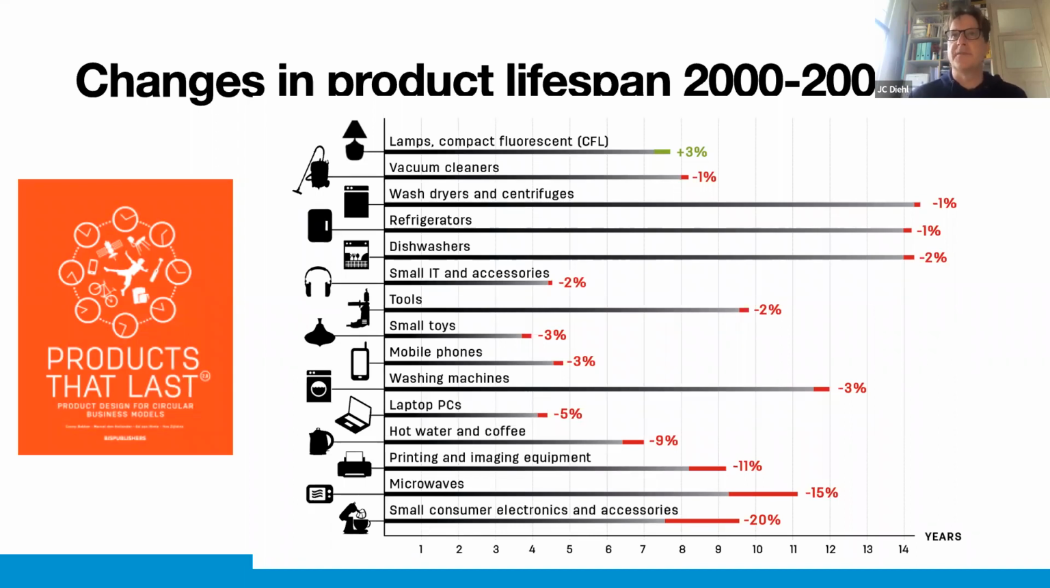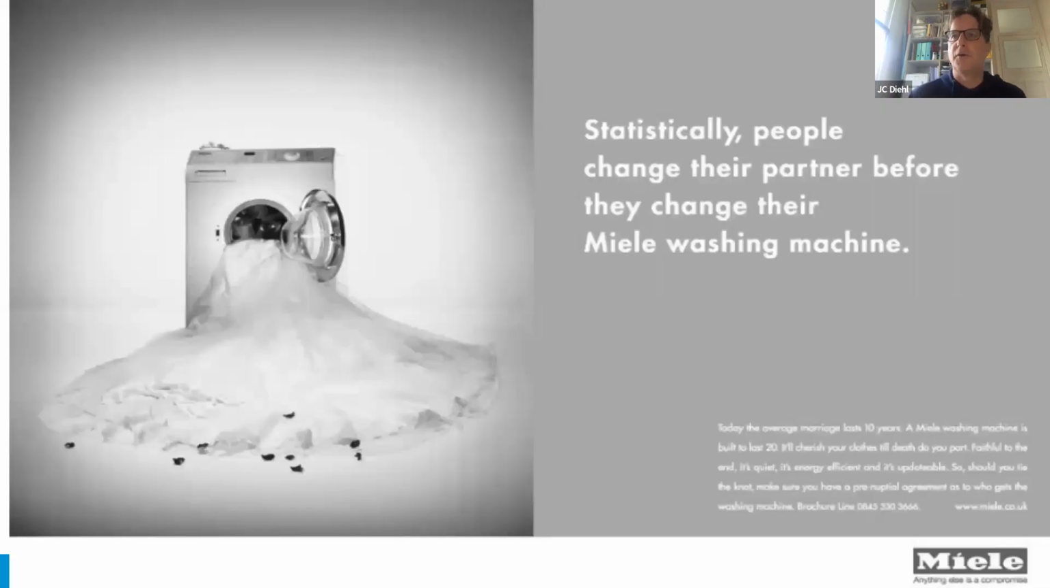What you see here is the product lifespan of products. And in this case, we measured it between 2000 and 2005. What you see here clearly is that the lifespan of products is getting shorter and shorter. And that, of course, is a bad sign, because that means that we have to consume and produce more and more product. Only a few products last long.